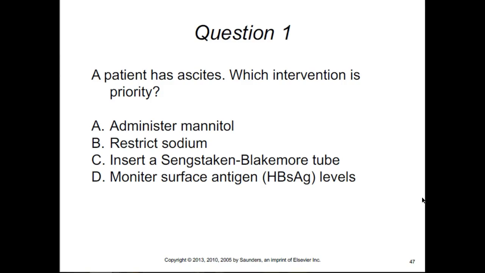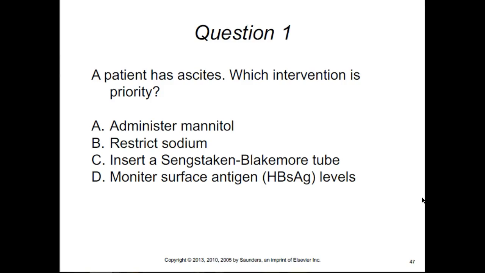Right, so a patient has ascites. Which intervention is priority? Right, so A, administer mannitol, B, restrict sodium. C, insert a Sengstaken-Blakemore tube. Or D, monitor surface antigen levels.